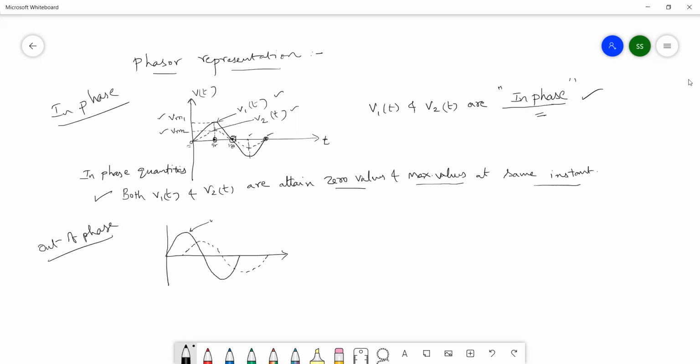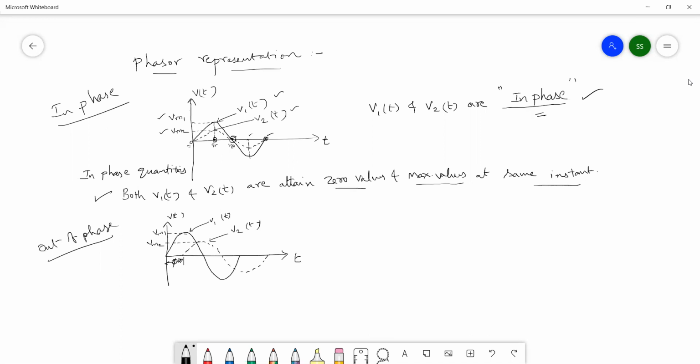See here also there are two alternating quantities. One is V1 of t, with maximum amplitude value Vm1, and the second wave is V2 of t, with maximum amplitude Vm2. There is some angular difference here. They both did not start at the same time. Clear, understood? This is called out of phase.